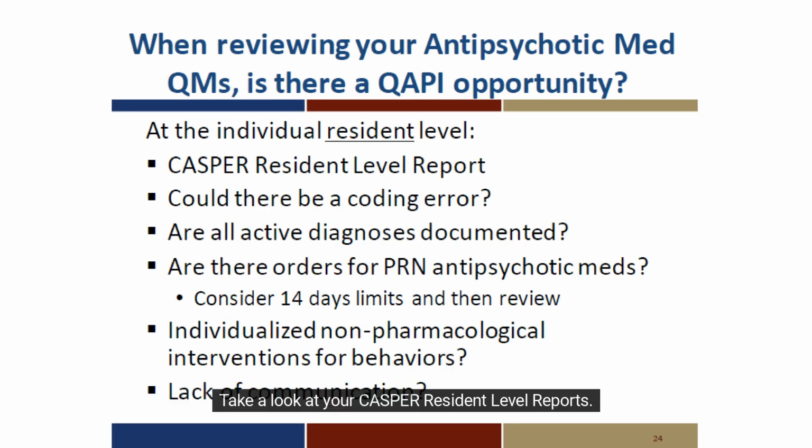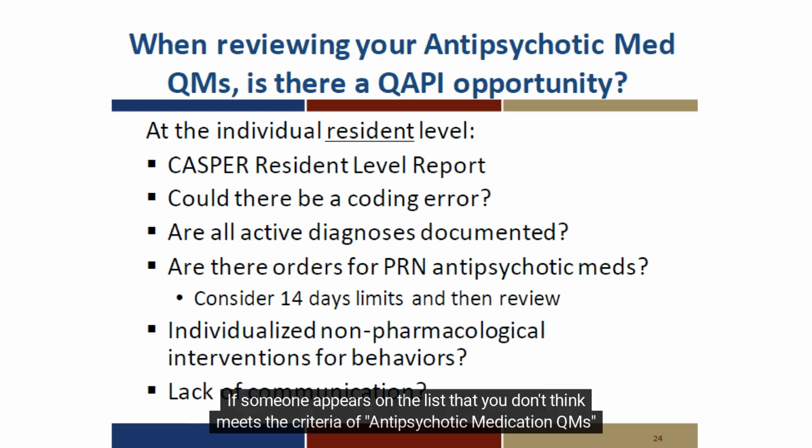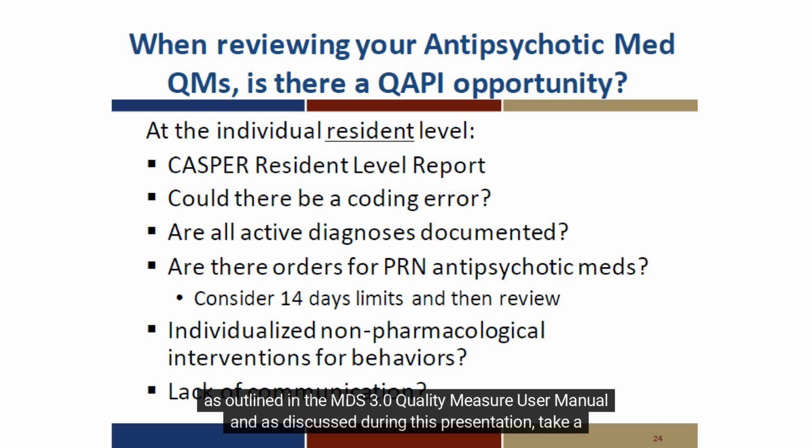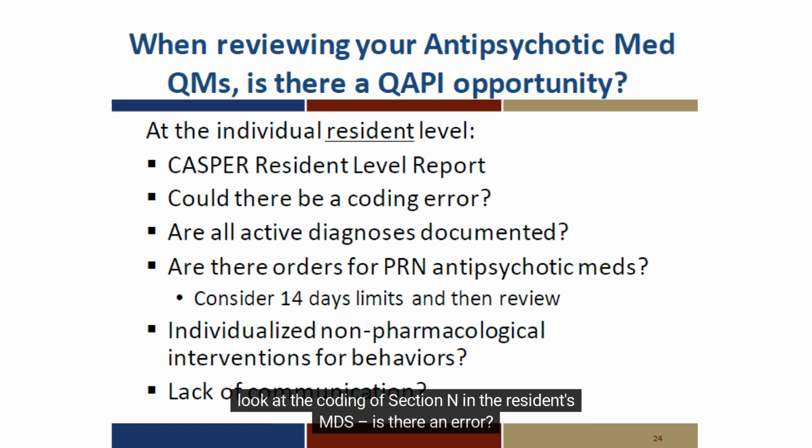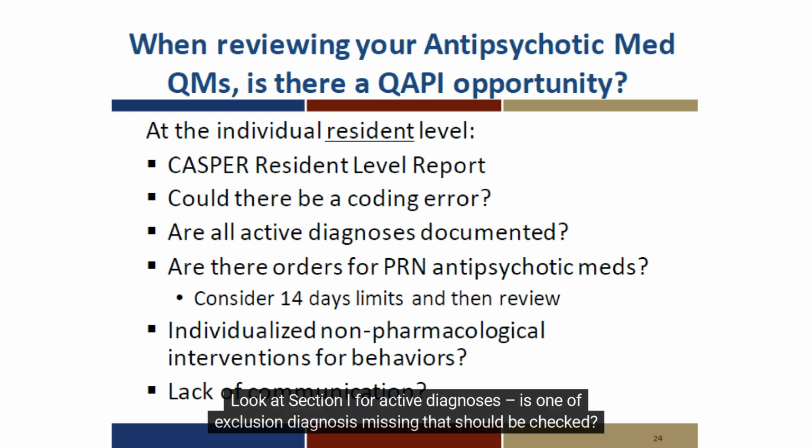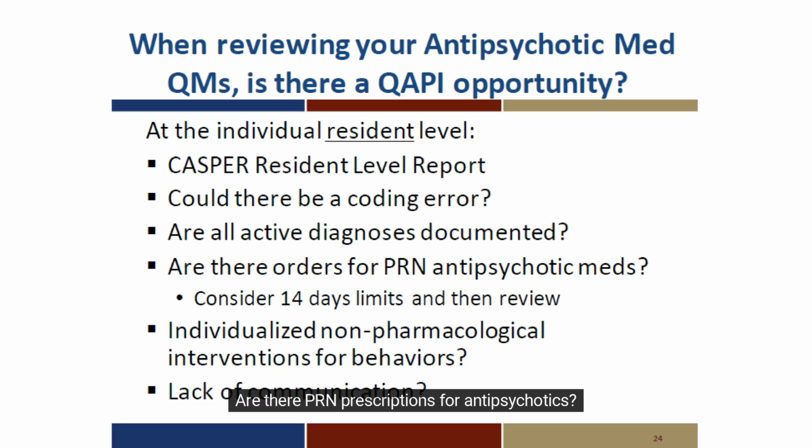Take a look at your CASPER resident level reports. Do these match up with your awareness of antipsychotic medication usage? If someone appears on the list that you don't think meets the criteria of antipsychotic medication QMs, as outlined in the MDS 3.0 Quality Measure User Manual, and as discussed during this presentation, take a look at the coding of Section N in the resident's MDS. Is there an error? Look at Section I for active diagnoses. Is one of the exclusion diagnoses missing that should be checked? Are there PRN prescriptions for antipsychotics?